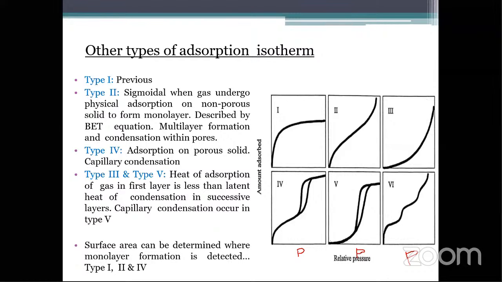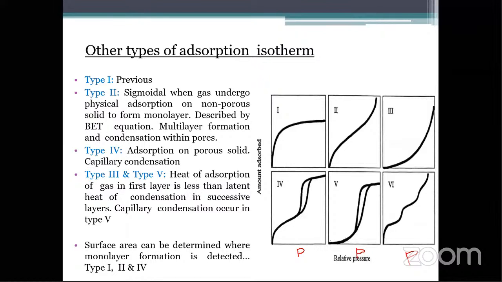In the case of type 3, the heat of adsorption of gas in the first layer is less than the latent heat of condensation of subsequent layers. So in the BET equation, the constant is smaller than 2. And here the example is the adsorption of bromine on silica or alumina. That is type 3.